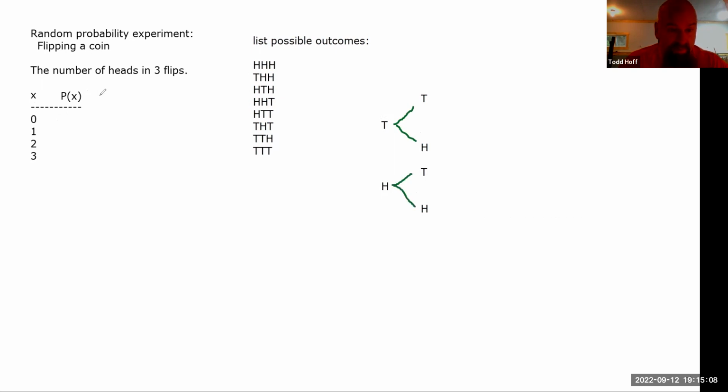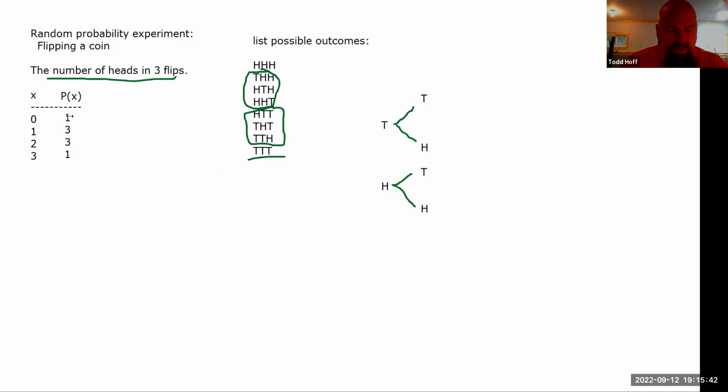So remember the number of heads in 3 flips: 0 heads, there's only one that has 0 heads. 1 head, there are 3 in here that have 1 head. 2 heads, there's 3 of them. And 3 heads, there's only 1. So let's fill in the rest of this table here. We have 1 that's all tails, there's 0 heads. 3 that's 1 head, 3 that's 2 heads, and 1 that's all 3 heads.